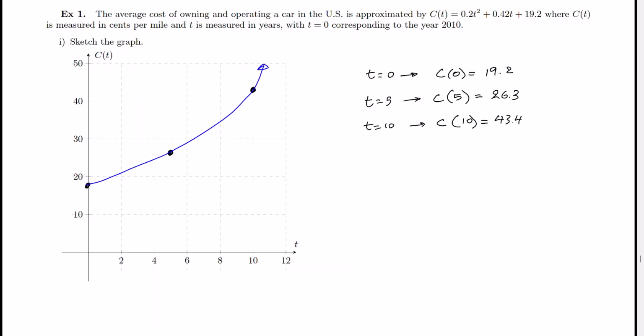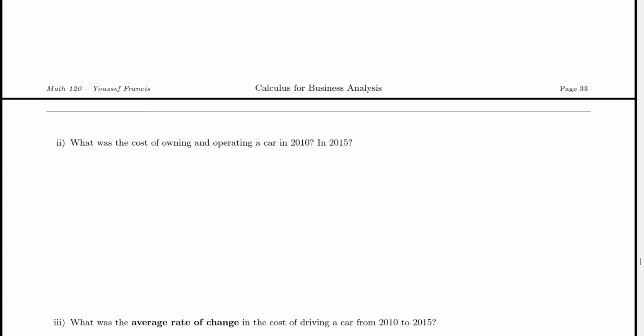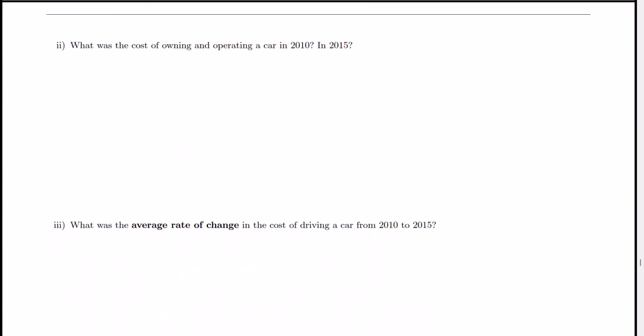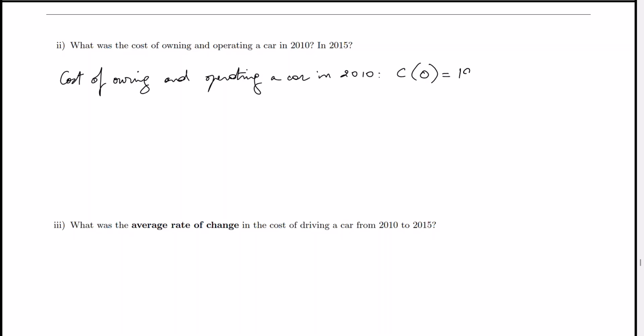Okay, so now that we've done this part, let's move on to part 2, which is the question that says, what was the cost of owning and operating a car in 2010 and then again in 2015? So what exactly are they asking me here? They're basically saying they want me to plug some number into the given equation. And remember, 2010 represents the initial starting point for us, which means that time there is going to be 0. And we just discovered by tracing that the number will be 19.2.